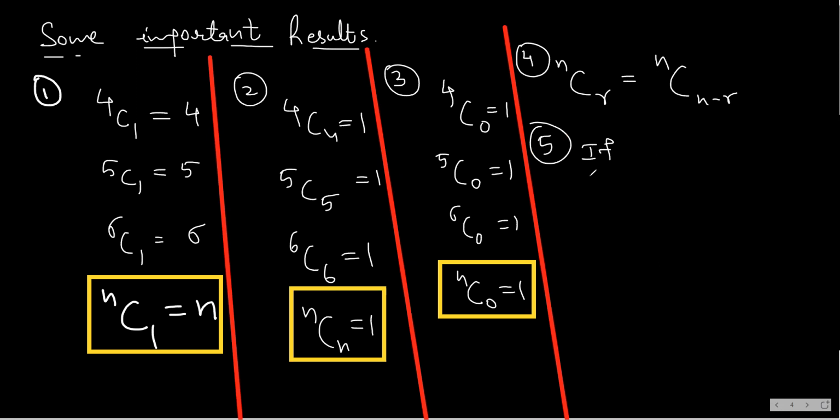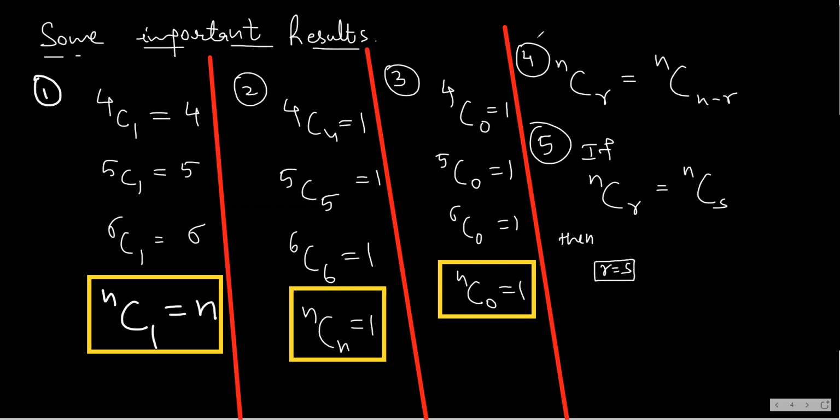If nCr is equal to nCs. Suppose nCr is equal to nCs, I'm given. So by this, what will I say? Should I say that r is equal to s? Yes, definitely r is equal to s. This is one possibility. But you know this. See, nCr is equal to nCs. So one possibility is r is equal to s.